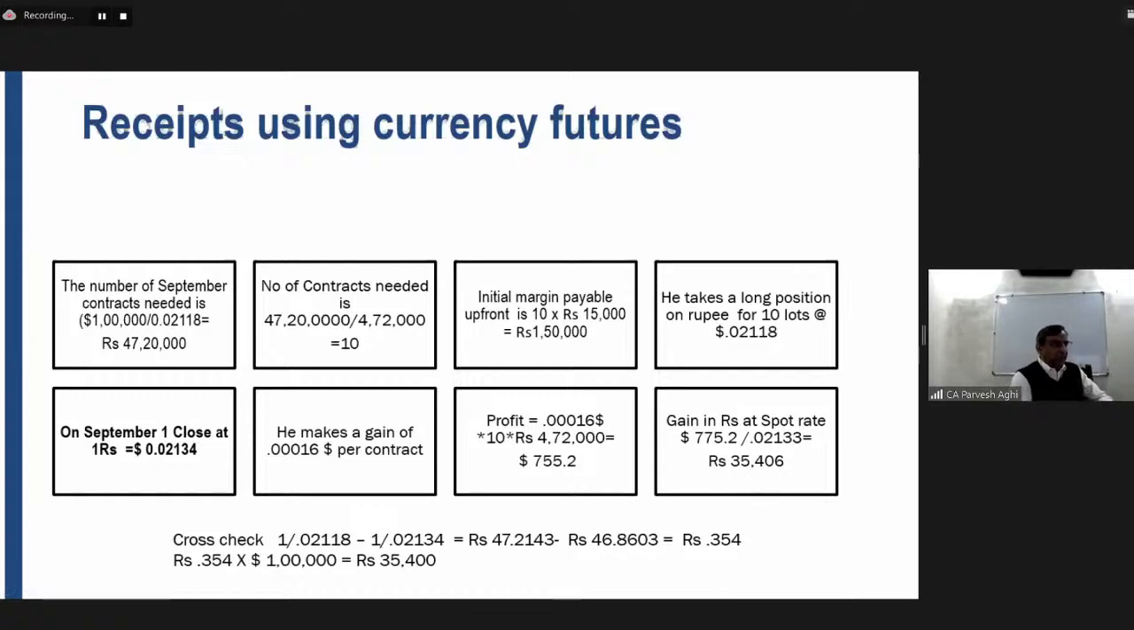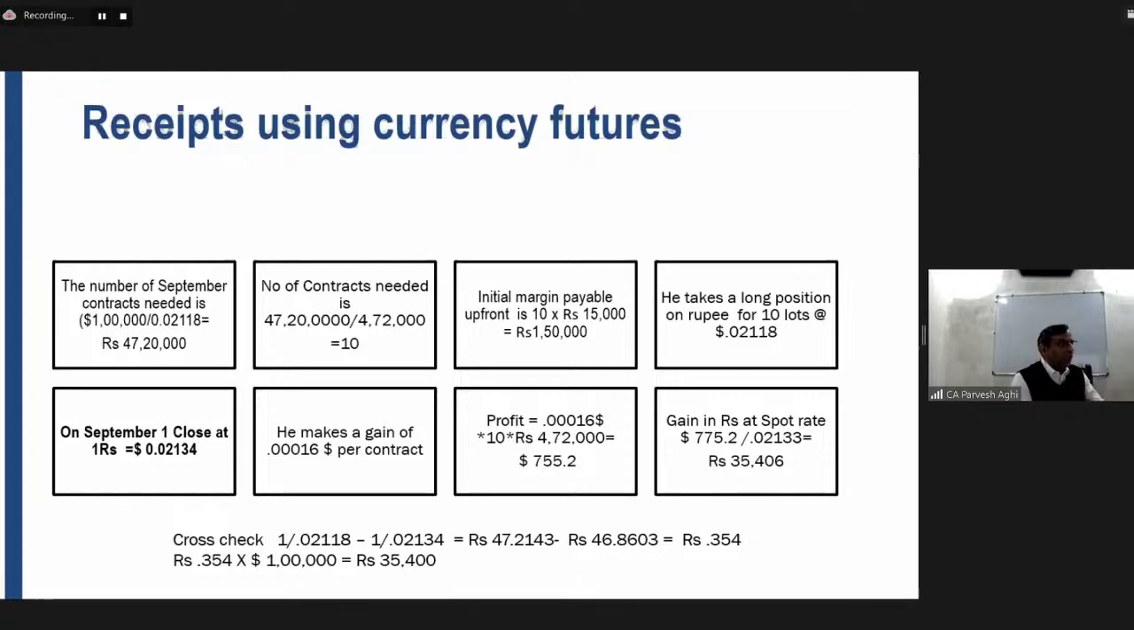If you understand and are comfortable with the direct quotes, you can even check whether your answer is right. The only difference of 6 rupees is happening because of the spot rate. If you see the spot rate here, it is 2.33, whereas we have taken here 3.4. So that is the only difference you're getting. Otherwise, it is exactly the same.